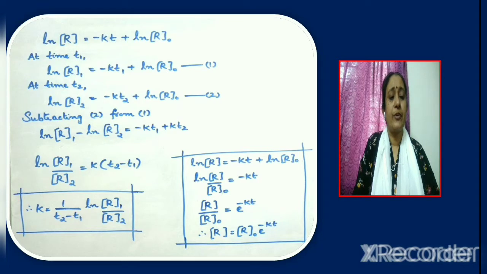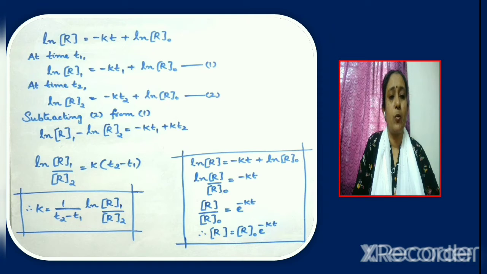We know that for a first order reaction, the rate constant K is given as K is equal to 2.303 by t log R0 by R. Now the rate constant K can also be expressed in another way, that is K is equal to 1 by t2 minus t1 ln R1 by R2. How can we get this expression? For that, consider the equation ln R is equal to minus kt plus ln R0. At time t1, this expression becomes ln R1 is equal to minus kt1 plus ln R0.